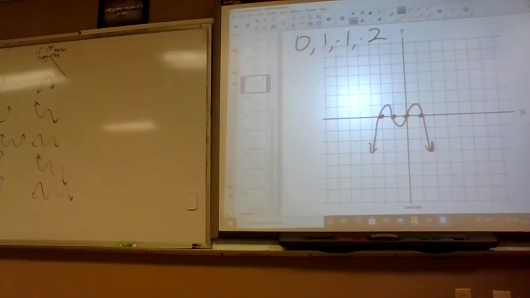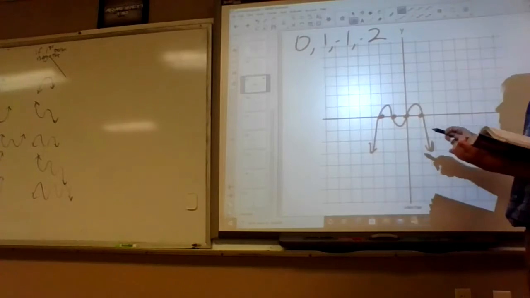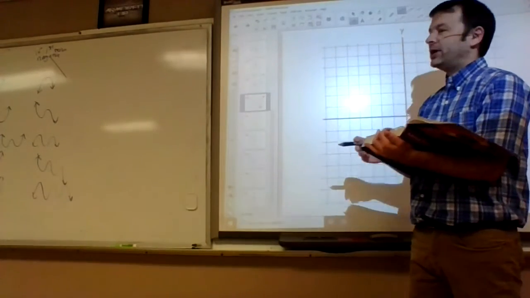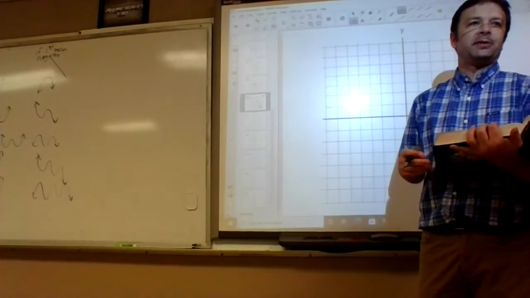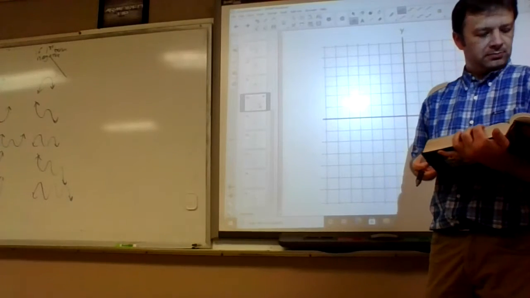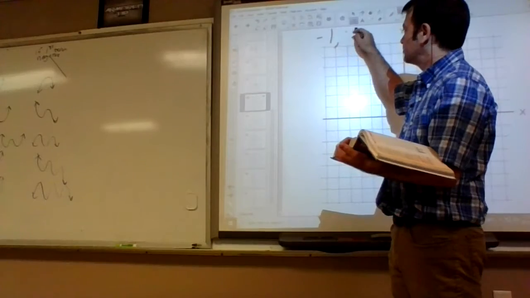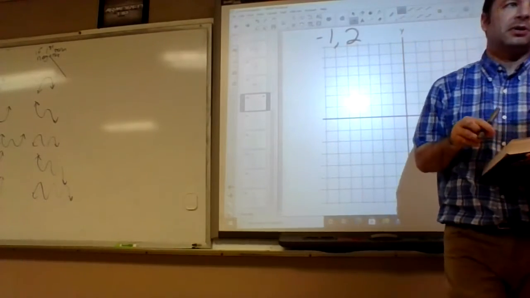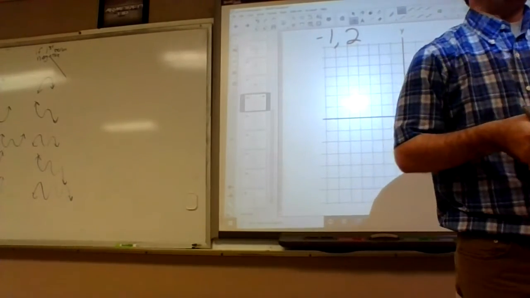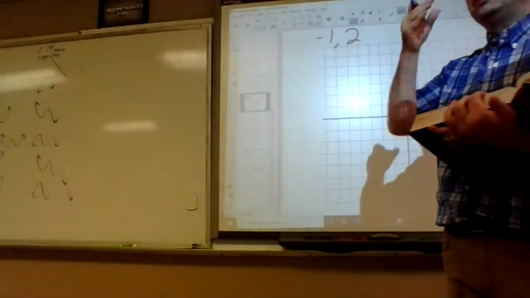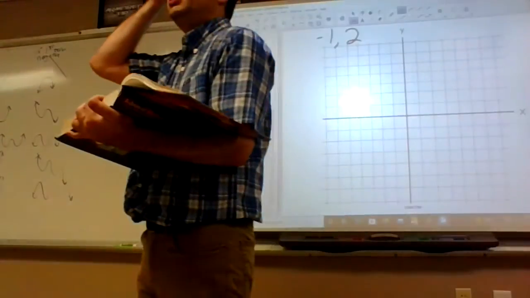Number 9. Okay, what are my 2 roots for number 9? Hold on, let me find it. It's negative 1 and 2. Negative 1 and 2. Okay, negative 1, notice that x plus 1 is cubed.